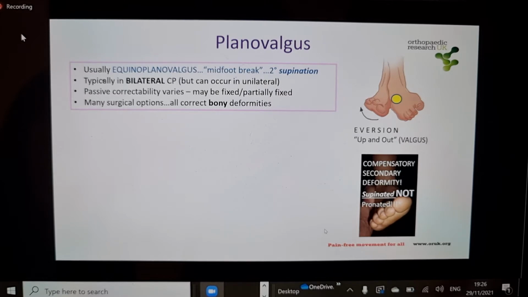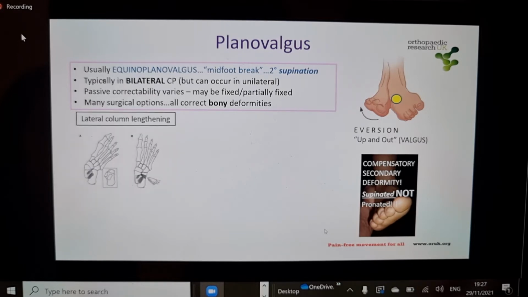Anyway, these are typically in bilateral cerebral palsy patients. And in contrast to the varus problem that I just mentioned, the correctability can be rather variable. Sometimes they're partially correctable, and sometimes they're completely fixed. We've got lots of surgical options for dealing with this, which I think are a lot more fun for us than they are for the surgeons. Than they are for the patients.